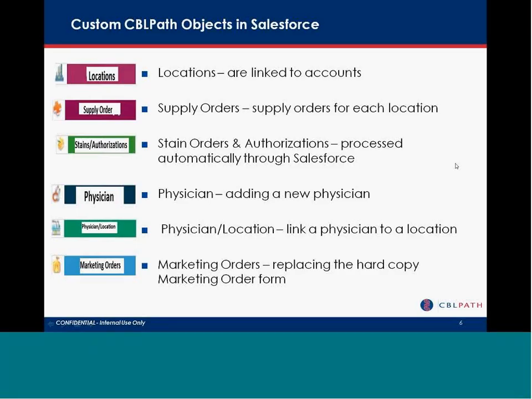CBL Path has created several custom objects in an effort to integrate Salesforce with TPS. The first one is locations. The location object allows you to add multiple locations and attach them to each account. Your supply orders: this is where you would enter initial and renewal supply orders, and you will find this object, a related list, underneath the location object. Your standing orders and authorizations will be automatically processed through Salesforce. This is also linked to each location.